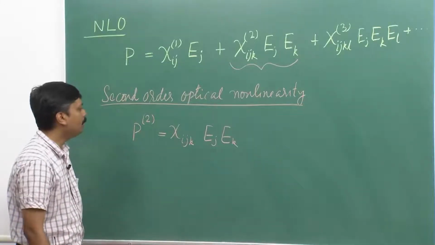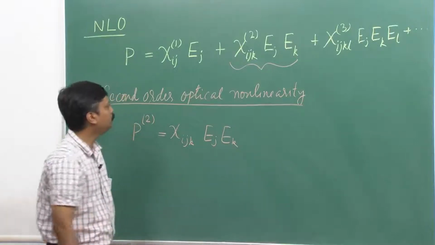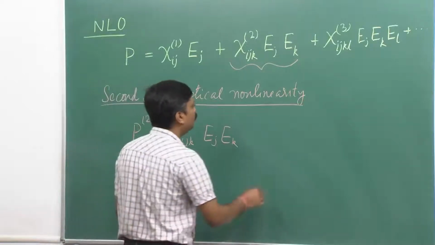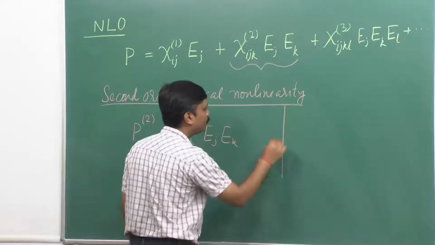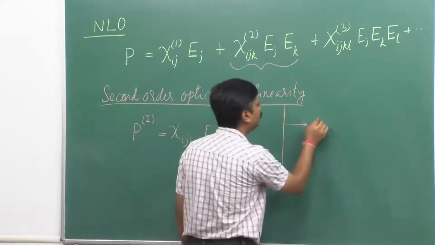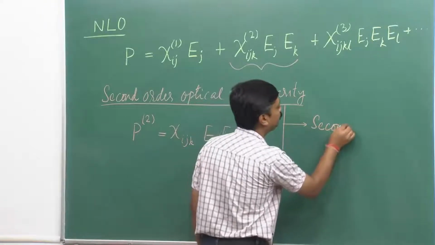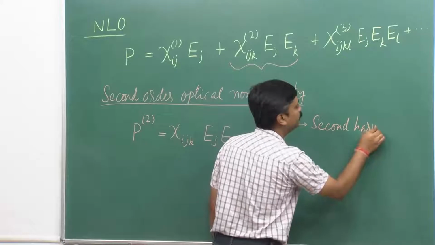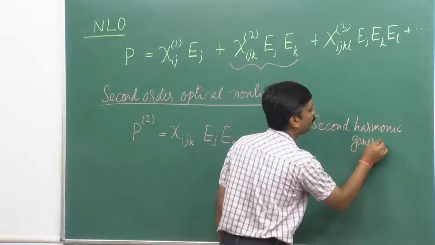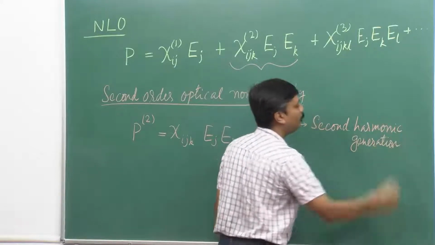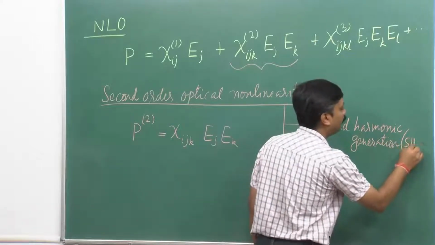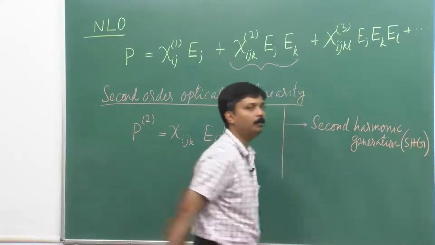Now among the different possible second order nonlinear optical processes, the simplest yet most powerful is known as second harmonic generation. I have used this term quite a number of times, and now we will be talking about this one in a bit more detail. We call it in short SHG, second harmonic generation.